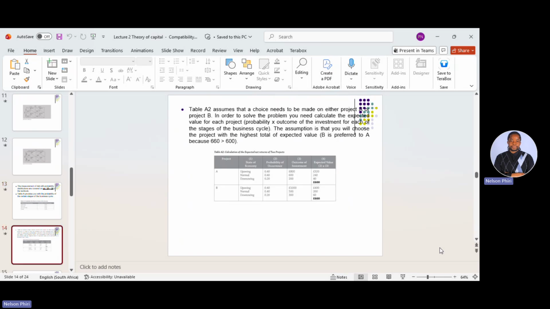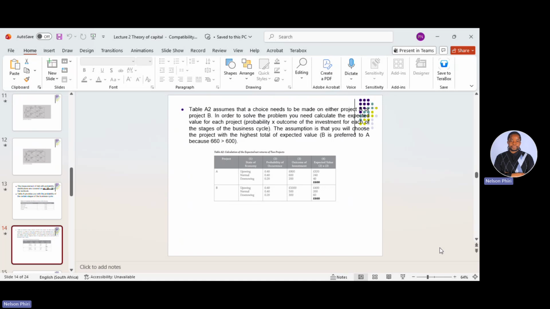How do you do that? You are given the states of the economy, the probability of investment, and the outcome. So in that particular case, it is straightforward. You just take the investment, multiply by the probability, you get 320. 600 multiplied by 40%, you get 240. And 200 multiplied by 20%, you should get 40.